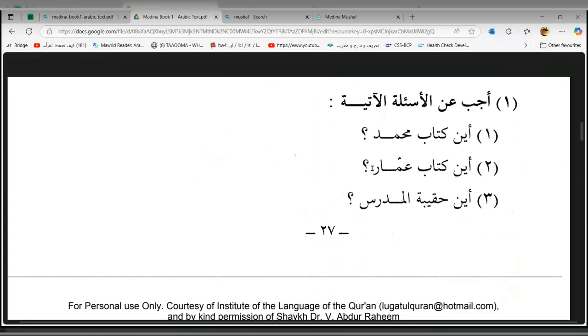Aina Kitab Ammar, where is Ammar's book? We can say Huwa al Maktab, it's on the desk. Aina Hakibatul Mudarrisi, where's the teacher's bag? Because Hakiba is feminine, we'll say Hiya. تحت المكتب, it's under the desk, or تحت الكرسي, or تحت السرير, that the bag is under the bed, under the desk, and so on.